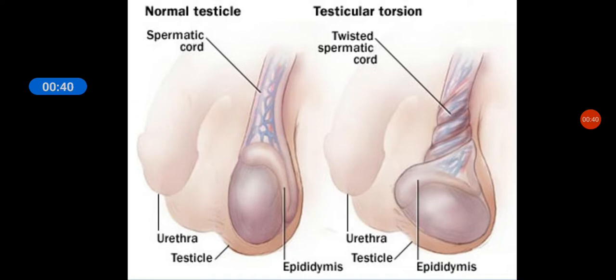When there is twisting of the spermatic cord, the blood supply to the distal organs will get affected. The twisting can be within the tunica vaginalis, or it can be external to it. Ideally it is usually seen in the first year of life, and the second peak is around puberty.